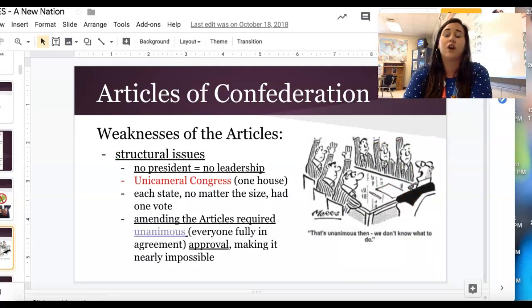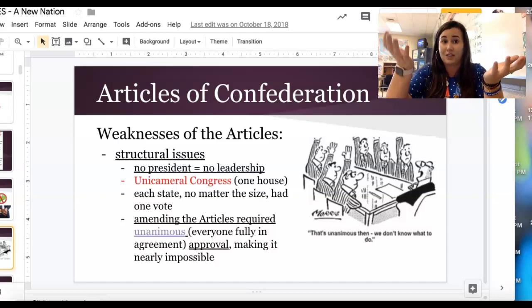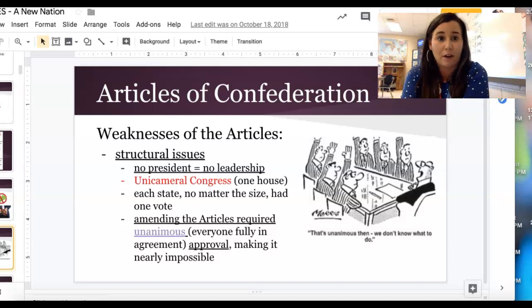The Articles of Confederation also had structural issues. There was no executive branch, which means that there was no president, which means that there was no leadership for the federal government. The federal government at this point is just one Congress, a unicameral Congress. Each state, no matter the size, has one vote. So Virginia, which has millions of people, and then Rhode Island, which has just a handful, they still have the same amount of power, which is inherently unfair for the millions of people that are being represented by Virginia.